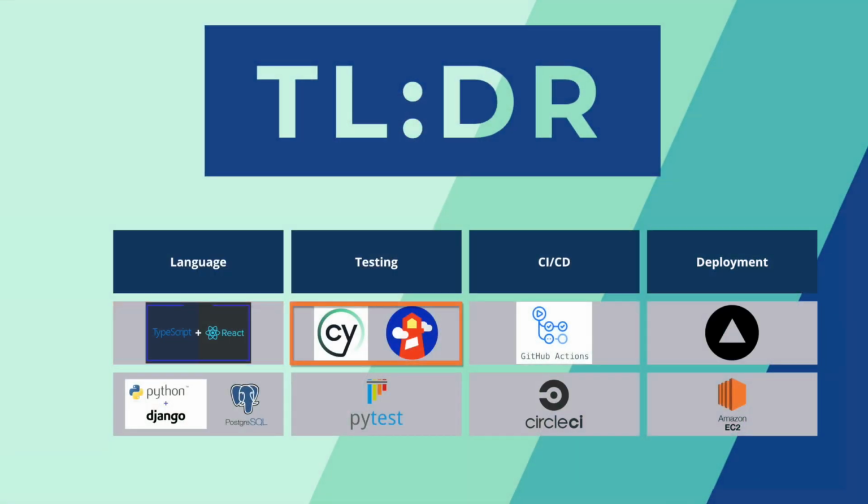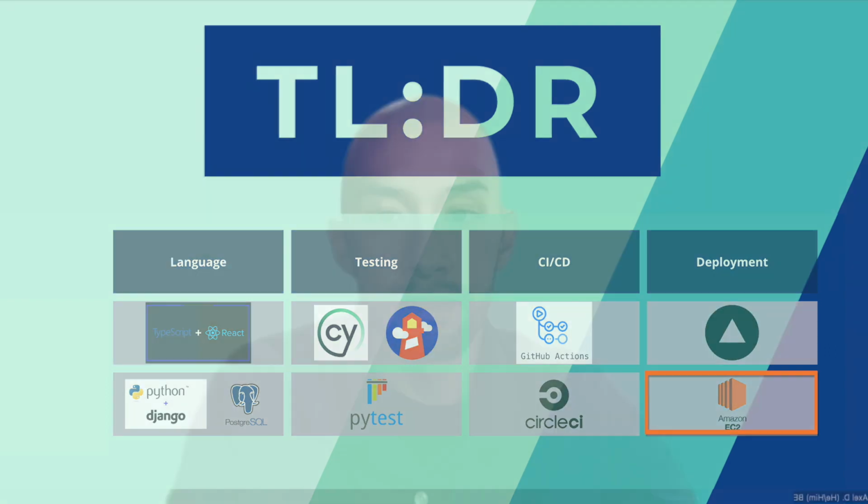This is Axel, and I'll be going over the technologies we use to create TLDR. The front end was created using React with TypeScript, Cypress for end-to-end testing, and Lighthouse to test the app's accessibility. GitHub Actions for continuous integration and deployment, and Vercel for deployment. The backend was created using Python with Django, Postgres for our database, PyTest for testing, CircleCI for continuous integration and deployment, and it was deployed to an AWS EC2 instance.